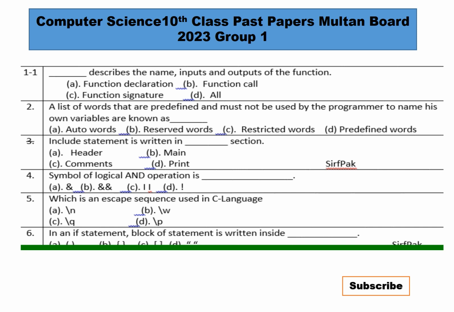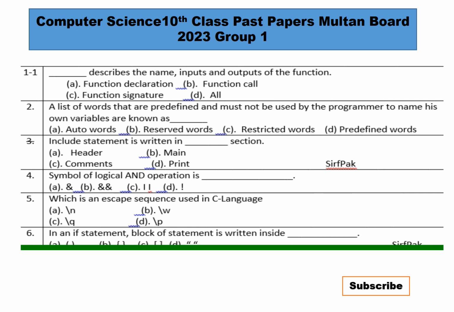Number 3, MCQ number 3, include statement is written in dash section. A. Header, B. Main, C. Comments, D. Print. Correct option is A. Header.